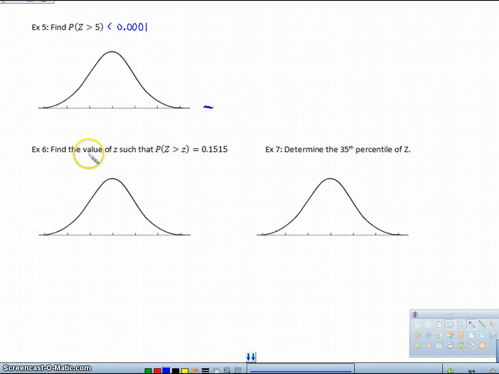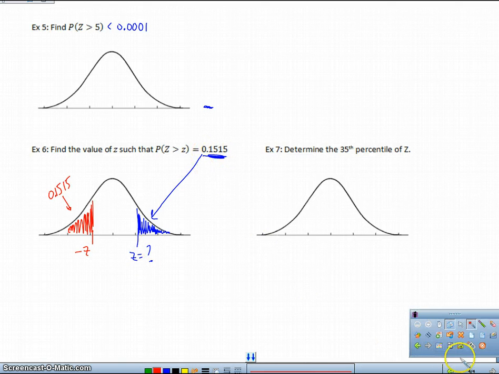All right. Find the value of z such that the probability is 0.1515, and this is a greater than. So we want the probability that it's up here, actually probably over here more. This is going to be our probability, and we want to know what that z-score is. Because I only get z-scores in the table that are below, I'm going to look for the same probability on this side. This is a perfectly symmetrical figure, so whatever this negative z is, that's the positive z.